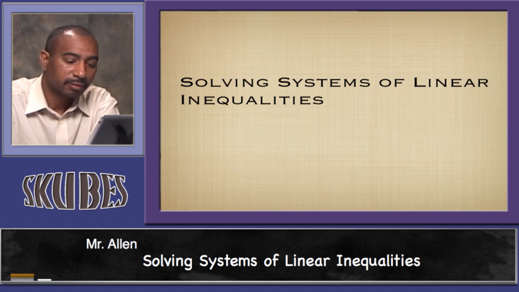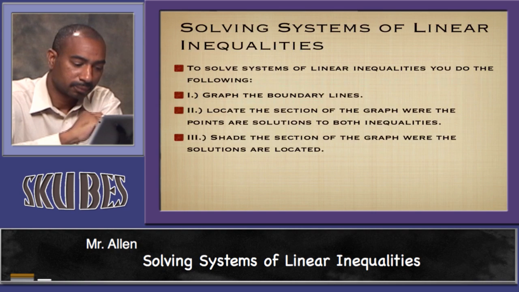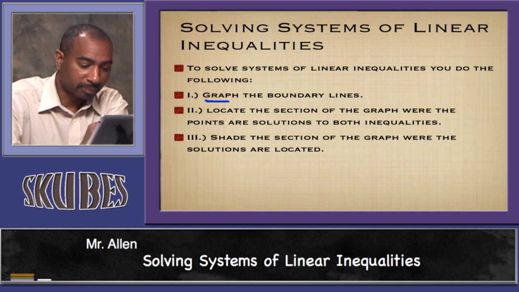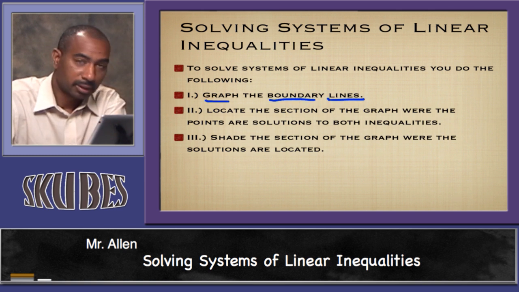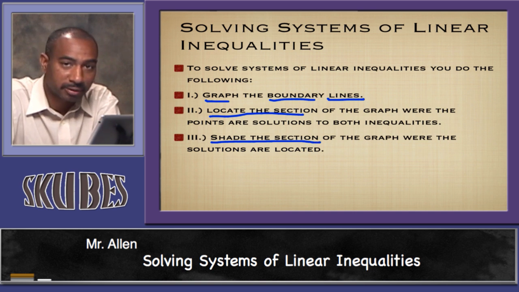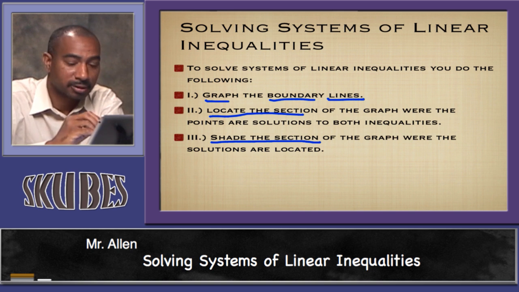All right, today's lesson is solving systems of linear inequalities. To solve systems of linear inequalities, you do the following. Number one, graph the boundary lines. Two, we're going to locate the section of the graph where the points are solutions to both inequalities. And then you want to shade that section of the graph. And that shaded section, where those ordered pairs are solutions to both inequalities, is called the solution set.